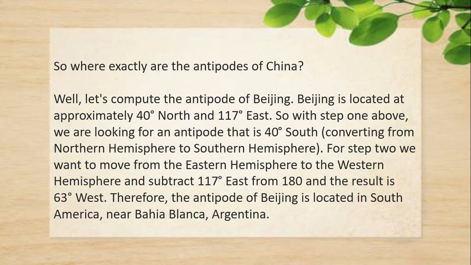So where exactly are the antipodes of China? Let's use an example to find the antipode of China. Let's compute the antipode of Beijing first, the capital of China. Beijing is located at approximately 40 degrees north and 117 degrees east. The north is the latitude and the east is the longitude. So with step 1, we are looking for an antipode that is 40 degrees south, converting from the northern hemisphere to the southern hemisphere.